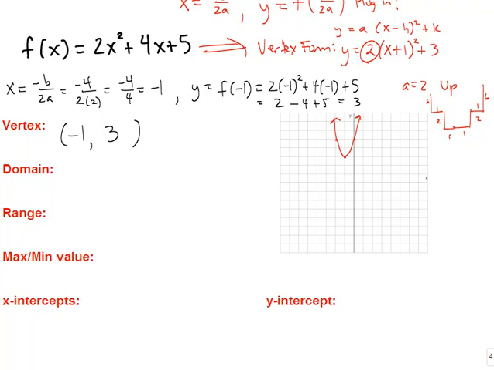The domain, let's review that again, is all real numbers. The range here is going to be whatever your lowest value is, and this height is 3, and from there we go on up. So our range is 3 to infinity. Does this parabola have a maximum or a minimum? Because it's pointing up, it's a min, and that minimum value is that y value of the vertex, which we said was 3.